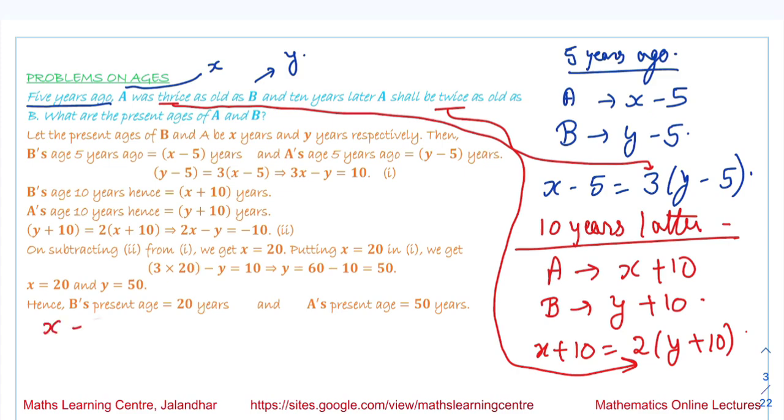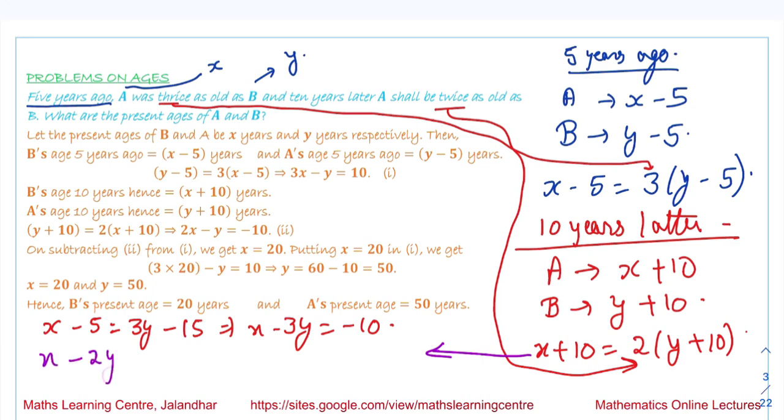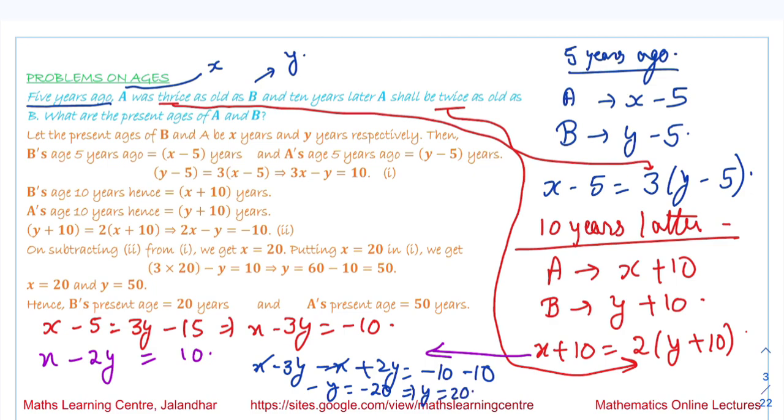One equation we have is X minus 5 is equal to 3Y minus 15, so X minus 3Y is equal to minus 10. The second equation is X minus 2Y equal to 10. If we subtract both these equations, we get X minus 3Y minus X plus 2Y equal to minus 10 minus 10. So minus Y is minus 20, and we get Y is equal to 20.